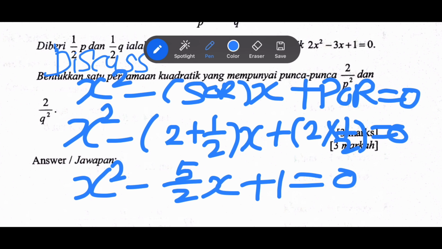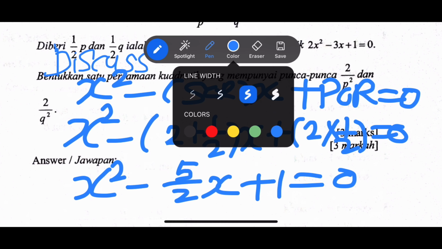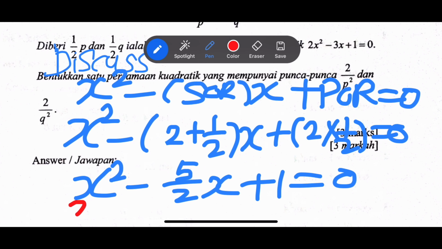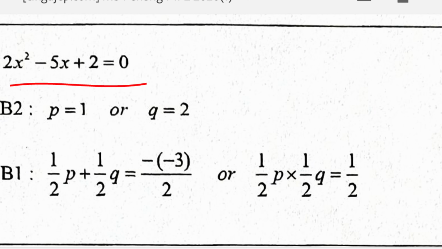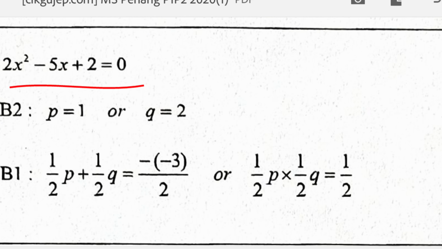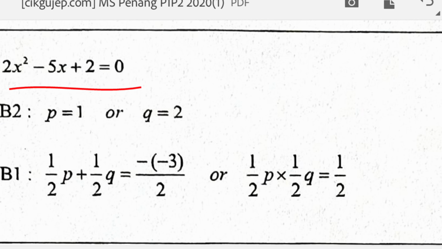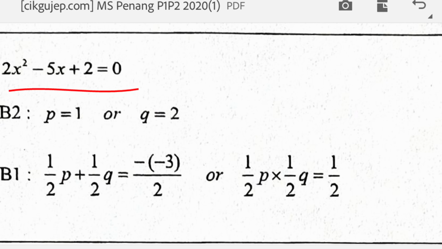And then you have to make it general form with a, b, c being integers. So we times 2 for every term. So we get the equation. Okay, 2x squared minus 5x plus 2 equals 0. This is the new equation. Okay, the red one is the new equation. After you find the P and Q, you get the new roots, you form the new equation.